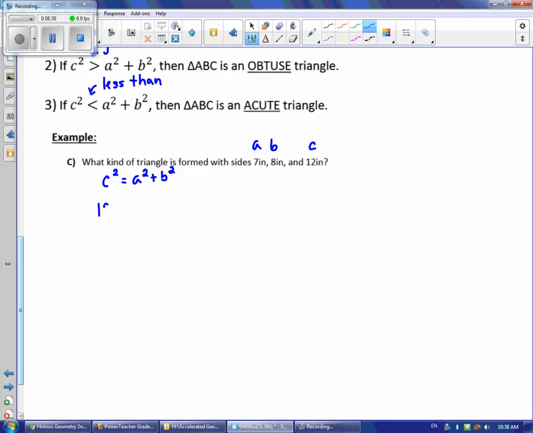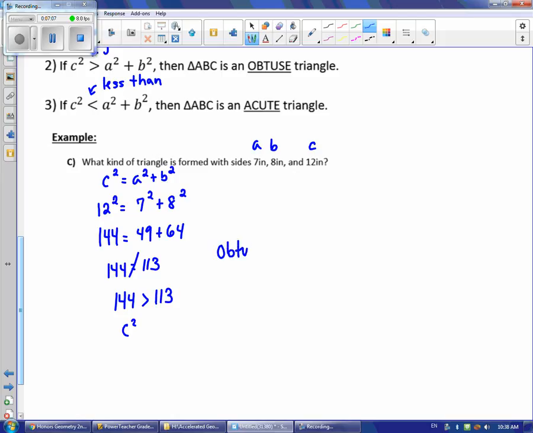So I get 12 squared equals 7 squared plus 8 squared. It's 144 equals 49 plus 64. When I simplify that, I get 144 equals 113, which is not true. 144 is greater than 113, and since 144 was my C squared, that means my triangle is an obtuse triangle.